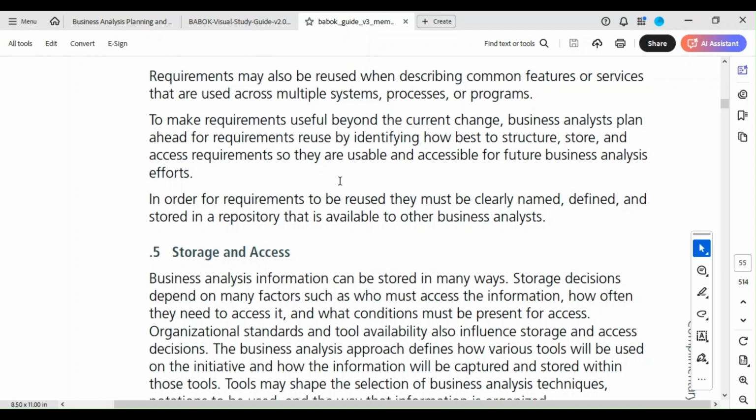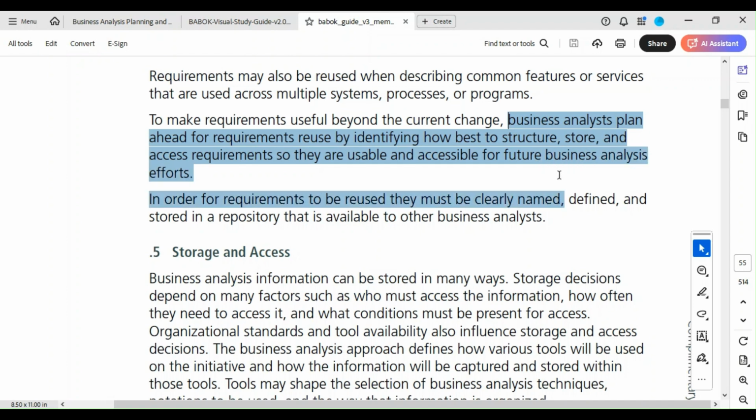To make requirements useful beyond the current change, business analysts plan ahead for requirement reuse by identifying how best to structure, store, and assess requirements so they are usable and accessible for future business analysis efforts. So, if you want to reuse requirements, start early to structure it, to store it, to assess it, to review it, to know if this is workable.